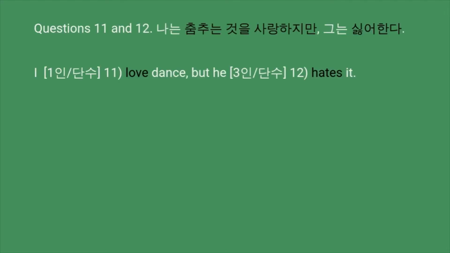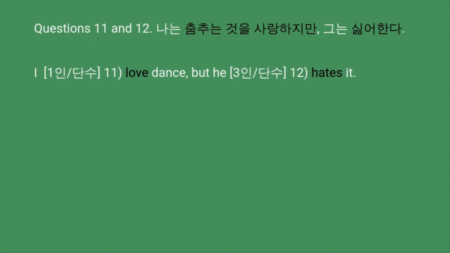Okay, so let's look at the answers for questions 11 and 12. So question 11, we've got "I something something, but he," and question 12, "something it." So 11 there, we need to fill it in with something with the same meaning as 춤추는 것을 사랑한다. So we can fill that in with "I love dance." Okay, the next bit then, "but he hates it." Right, 싫어한다, the meaning of 싫어한다, "he hates it."